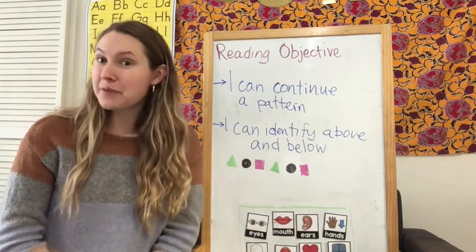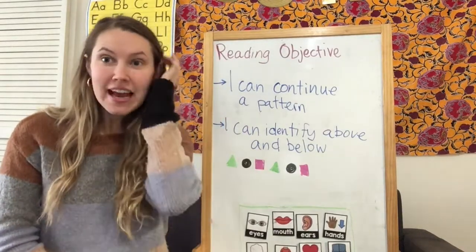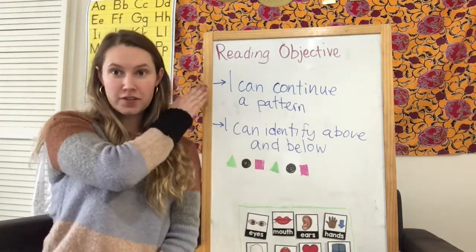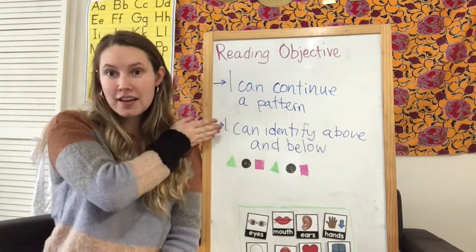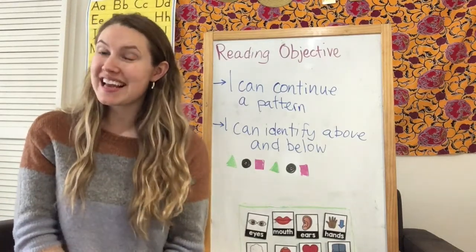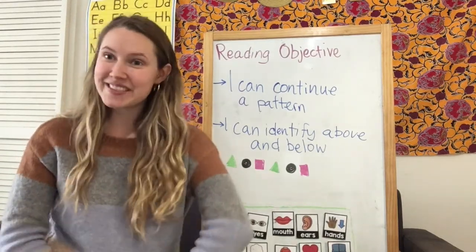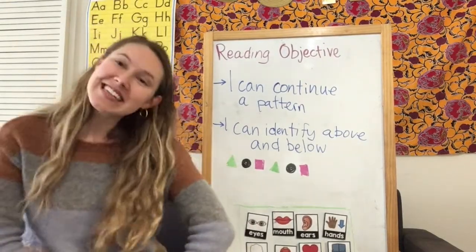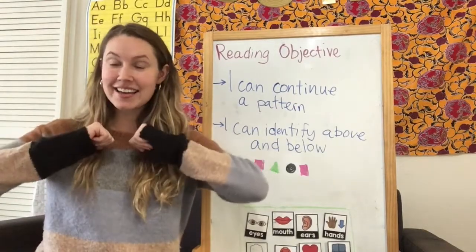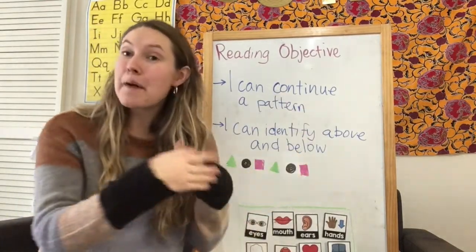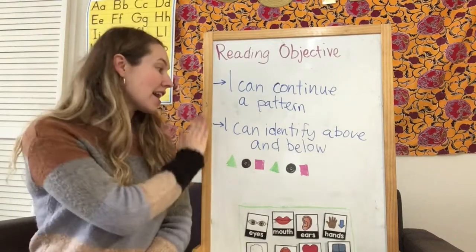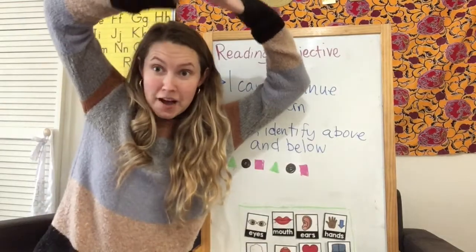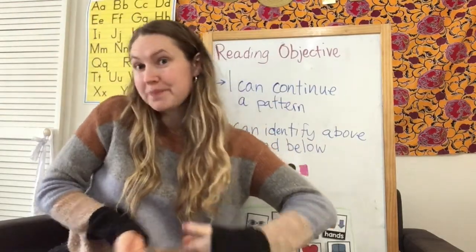So we are going to begin with our objectives. We have 2 objectives today. We're going to be working on activity pages 7 and 8. Our first objective will be for activity page 7, and our second will be for activity page number 8. Let's begin. An objective is what we are going to learn. I can continue a pattern. Our second objective is I can identify above and below.